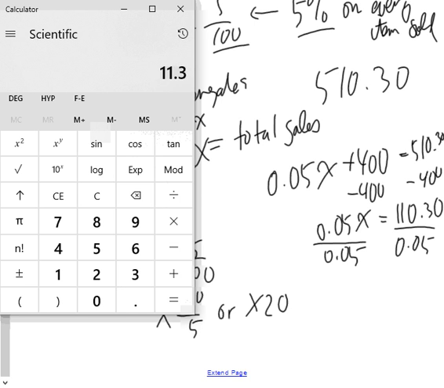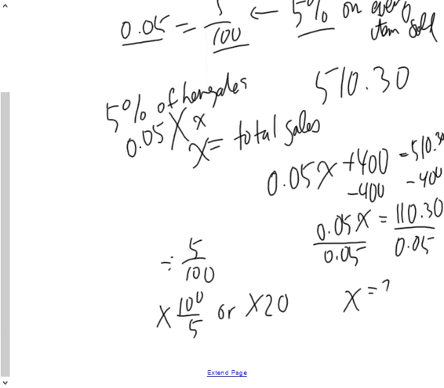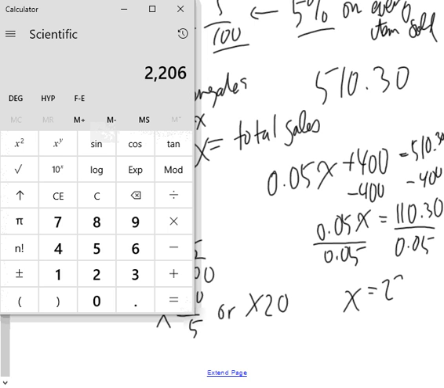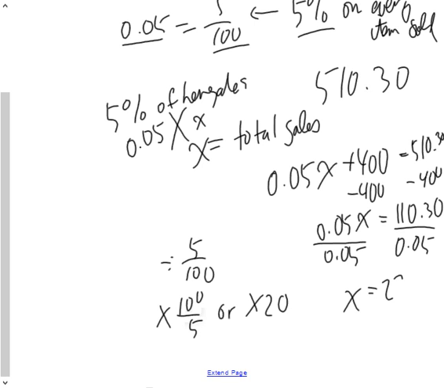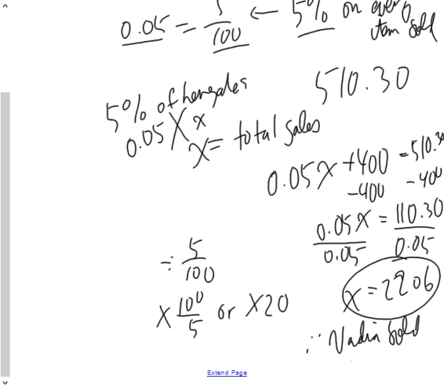$110.30. Oh, that's not 110. That's 110.30. Divided by, oh, that's not it either. I'm all discombobulated. Equals $2,206. Is that 2,000? Yes, $2,206. So therefore, Nadia sold $2,206 that week.